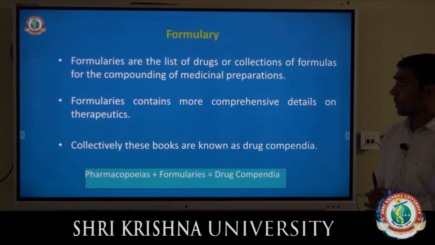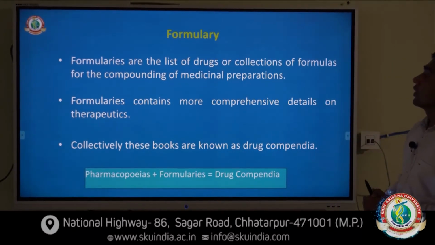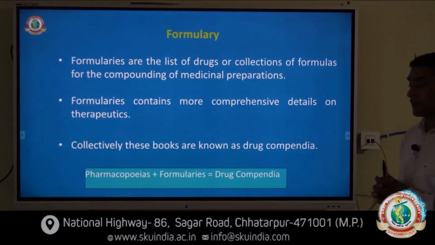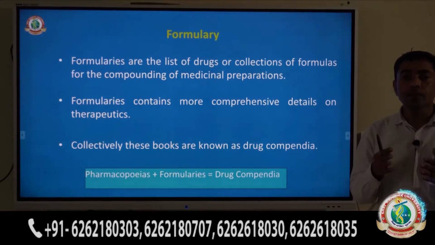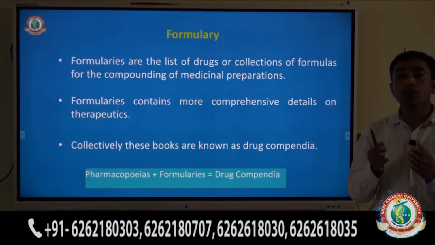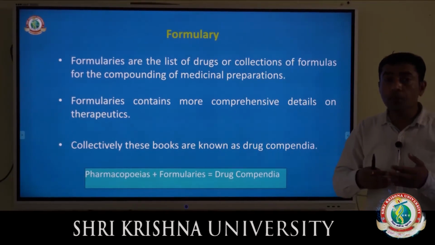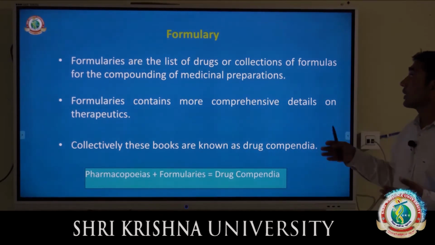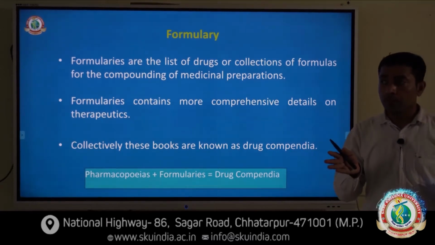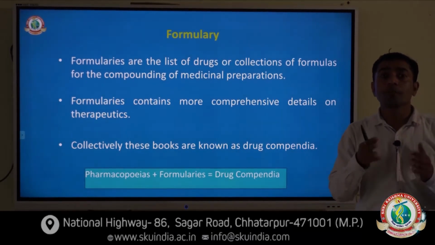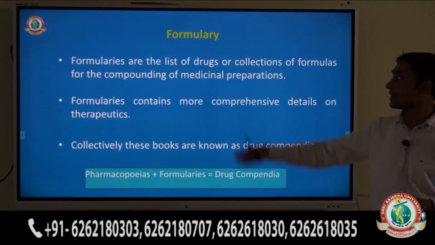Next is the formulary. Formularies are lists of drugs or collections of formulas for the compounding of medicinal preparations. Just like the Indian Pharmacopoeia, there are formularies of medicaments or medical substances in different countries. These formularies are lists of drugs or collections of different kinds of formulas, like when you are preparing a dosage form by mixing 2 or 3 drugs. All those formulas or lists of drugs, that is the formulary.